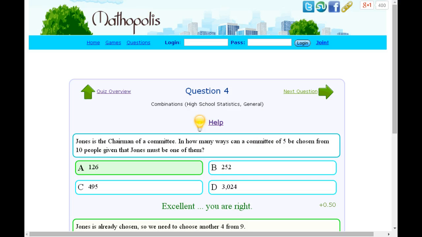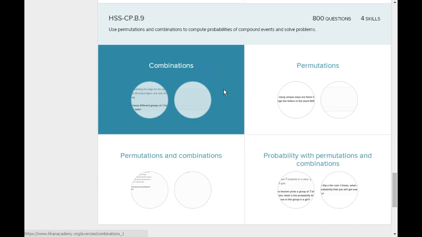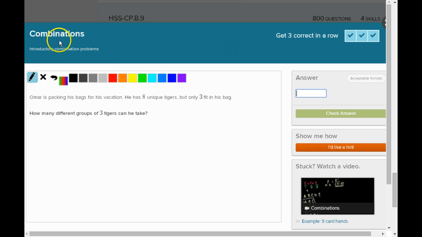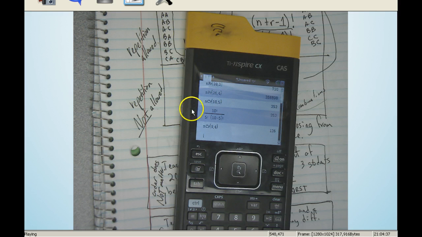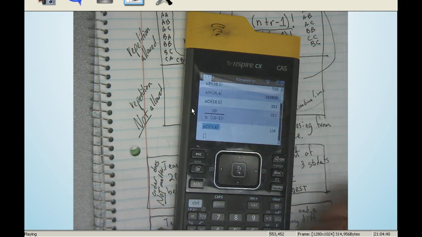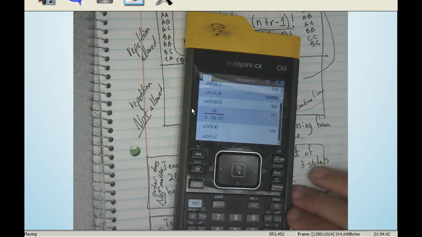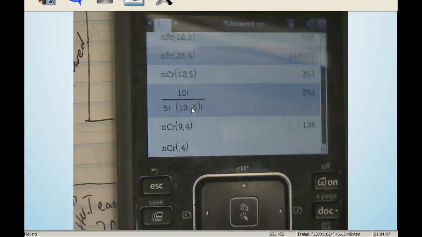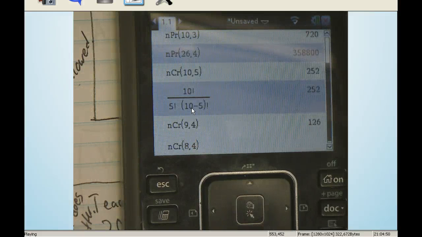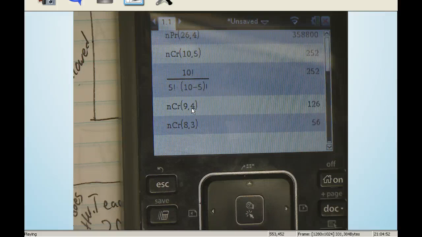Okay, let's do some Khan Academy work. This is an exercise called combinations. It's a really simple combination problem. If I use my calculator, I see I have 8, and he's going to pick 3. I can't pick the same one 3 times, so I'm going to pick 3 different tigers out of 8. So really, that's just a combination problem. I'm going to take from the 8, I'm picking 3, and I get 56.